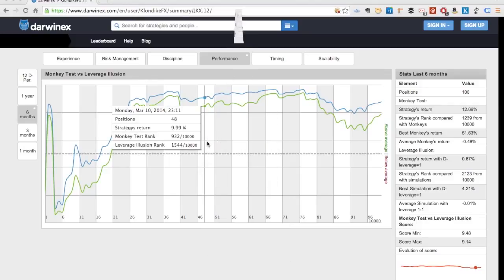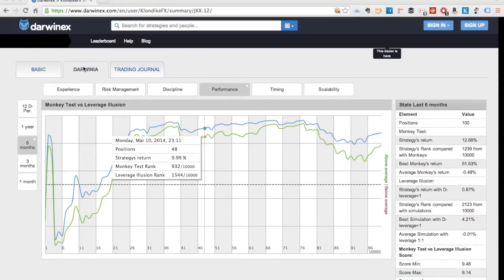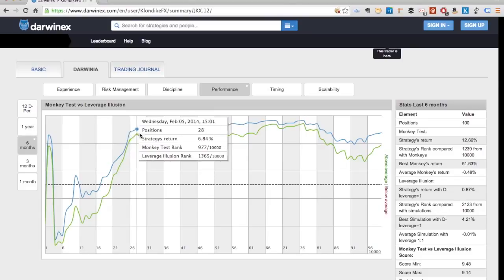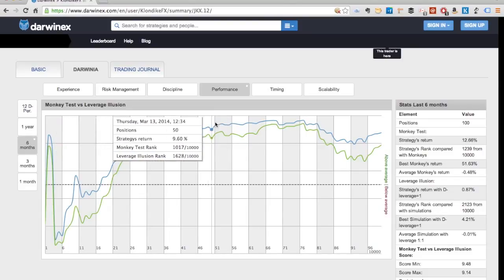Which is sporting what we call the monkey test versus leverage illusion, which you can find within Darwinia and the performance batch. And let me explain what's going on. You're seeing two curves in here. For the time being, we're going to focus on the blue curve at the top.